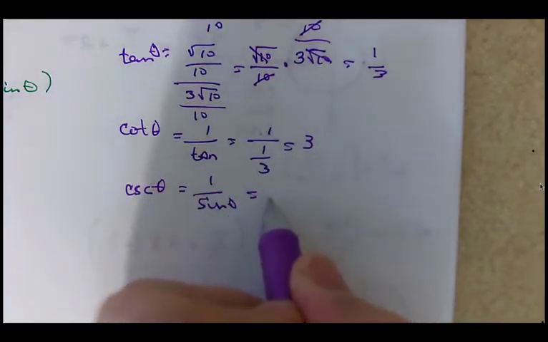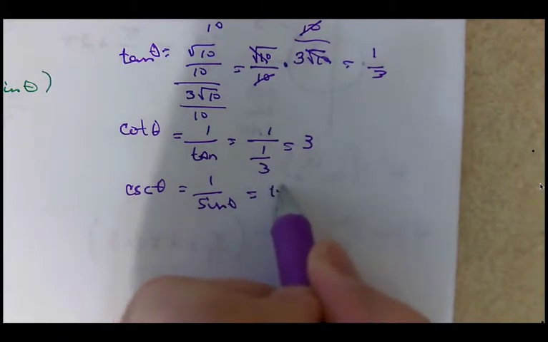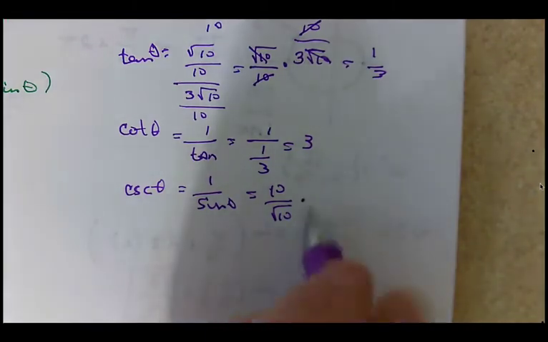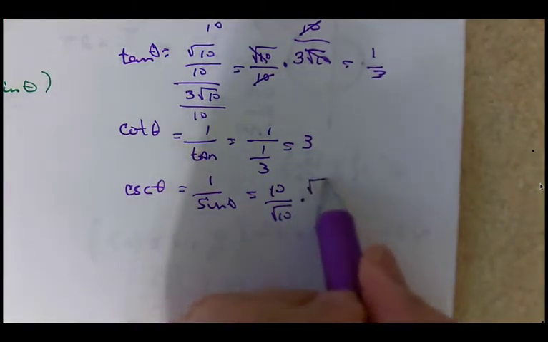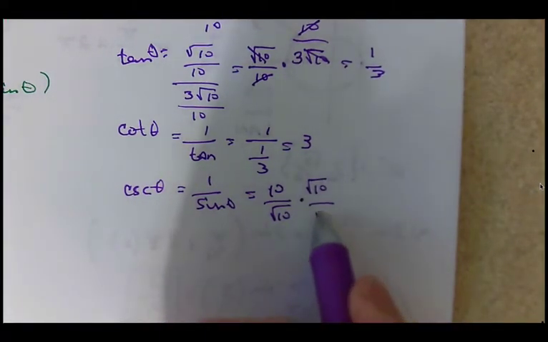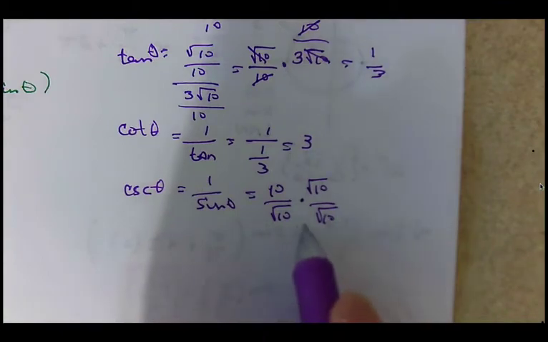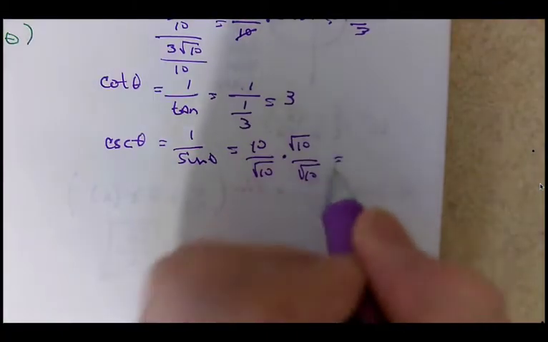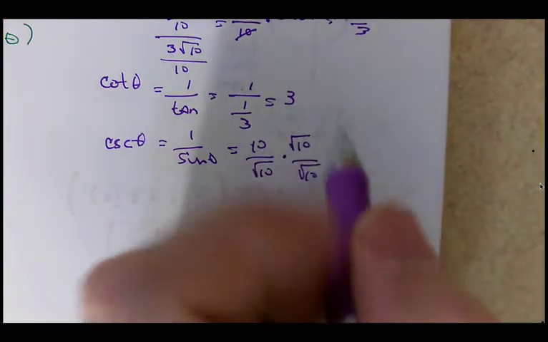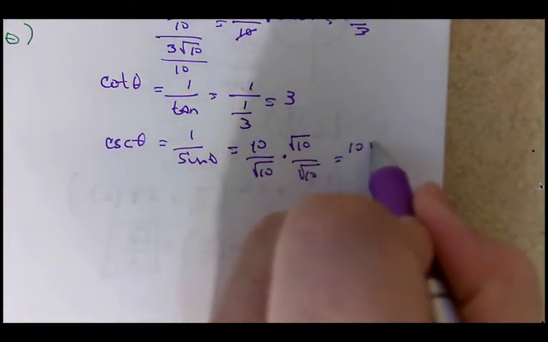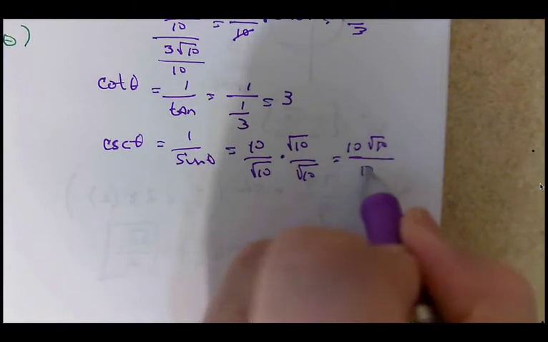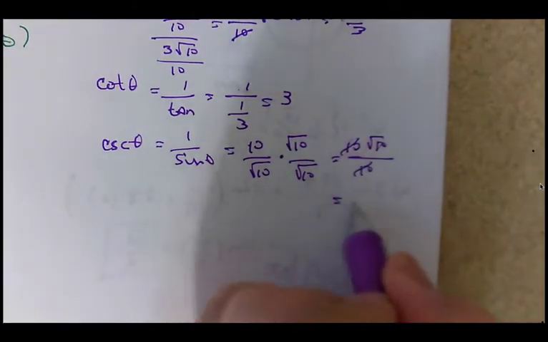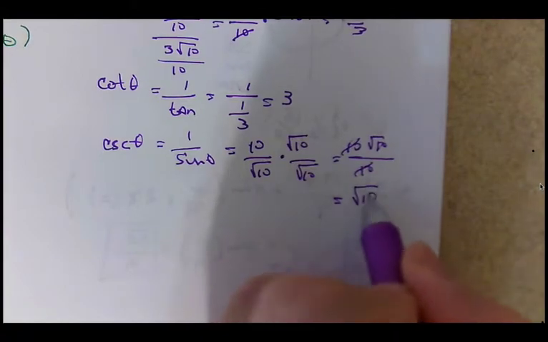So what am I actually left with? 10 over square root of 10. Multiply times square root of 10. The reason why is because I want to get rid of the radical from the bottom. And what am I left with? I'm left with 10 square root of 10 over 10. 10's cancel out, so therefore I am left with the square root of 10.